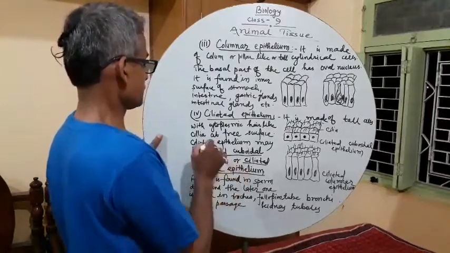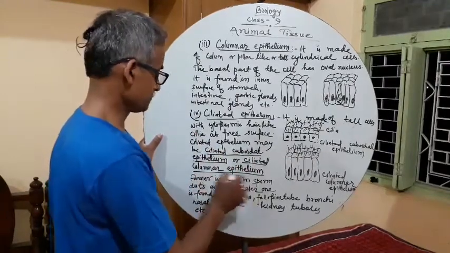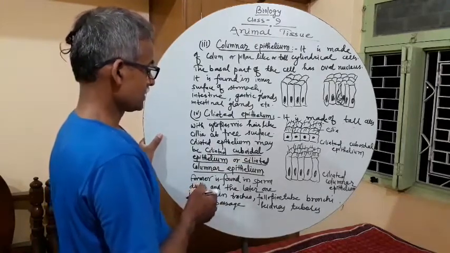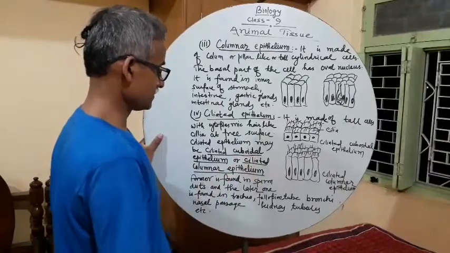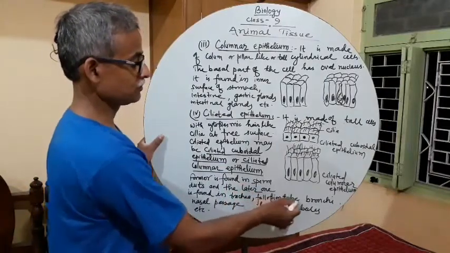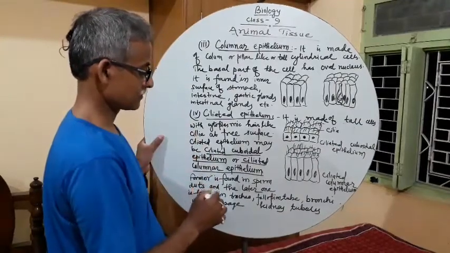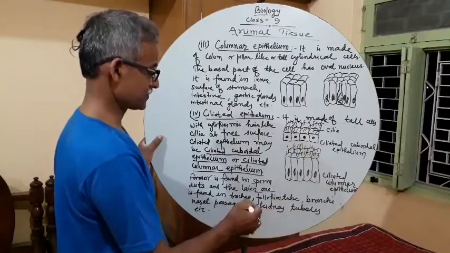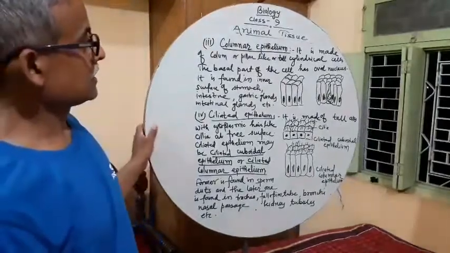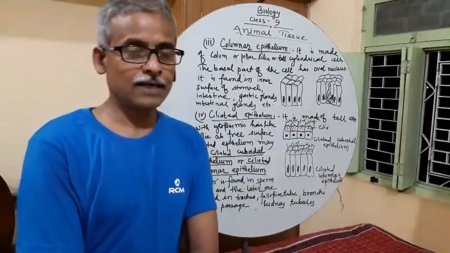The former, that is the ciliated cuboidal epithelium, is found in sperm ducts, while the ciliated columnar epithelium is found in trachea, fallopian tube, bronchi, nasal passages, kidney tubules, etc. So these are the simple epithelium.